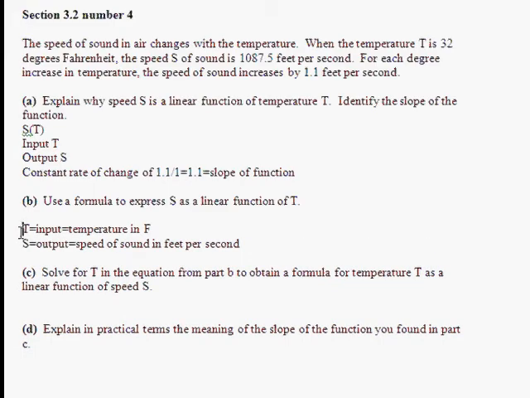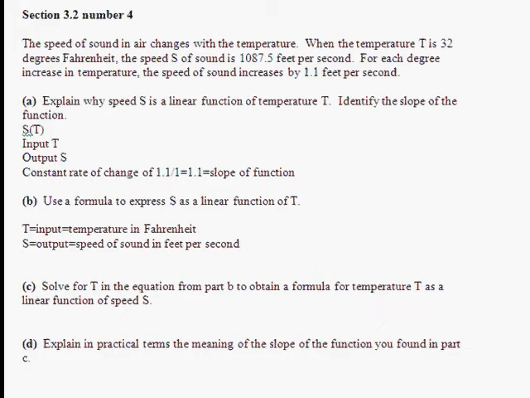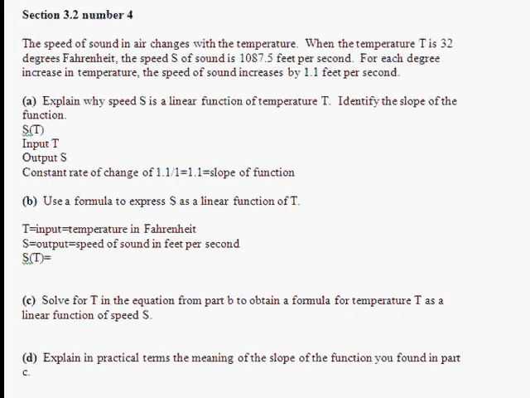In part B, we're asked to express s as a linear function of t. We know that t is the input variable, and it stands for temperature in Fahrenheit. We know that s is the output variable. It stands for speed of sound in feet per second. We're finding a function for s of t. We know from part A that because it has a constant rate of change, it is a linear function. So we know the slope of this function is 1.1.